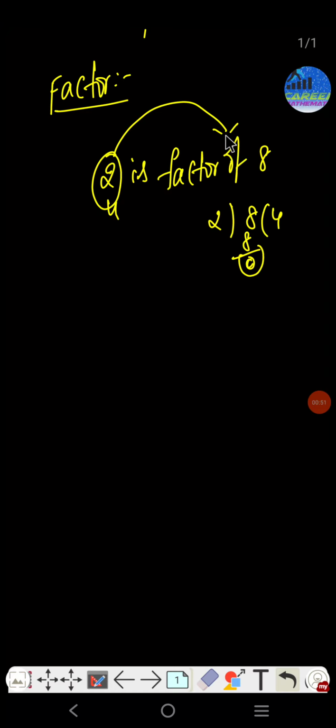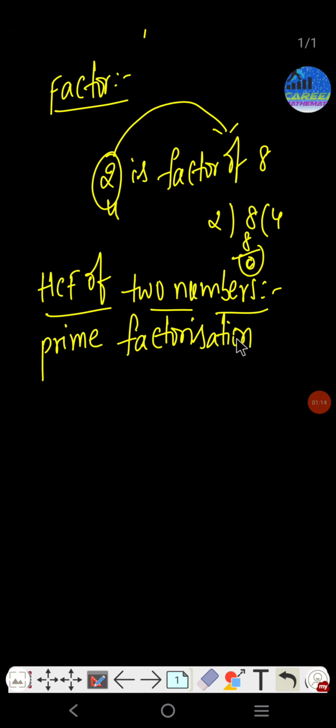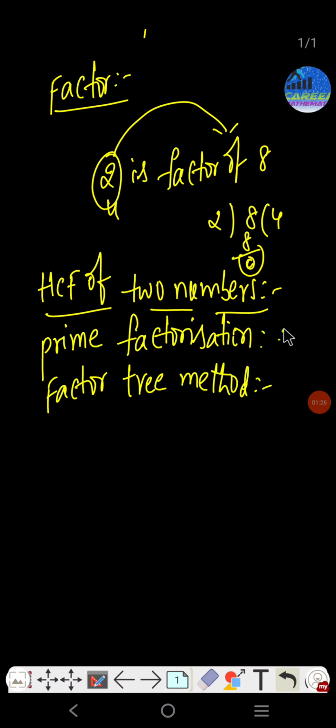Okay. Now how to find the HCF of given two numbers, or three numbers? There are two methods. One is the prime factorization method, and the second one is the factor tree method. First we discuss the prime factorization method. How to find the HCF of two numbers using prime factorization?